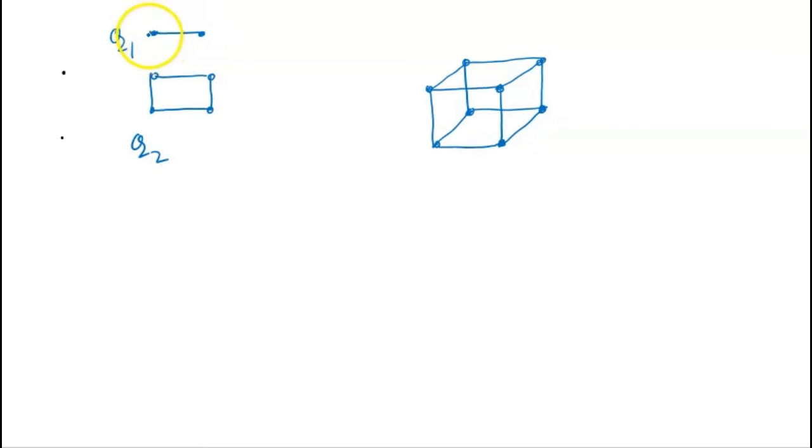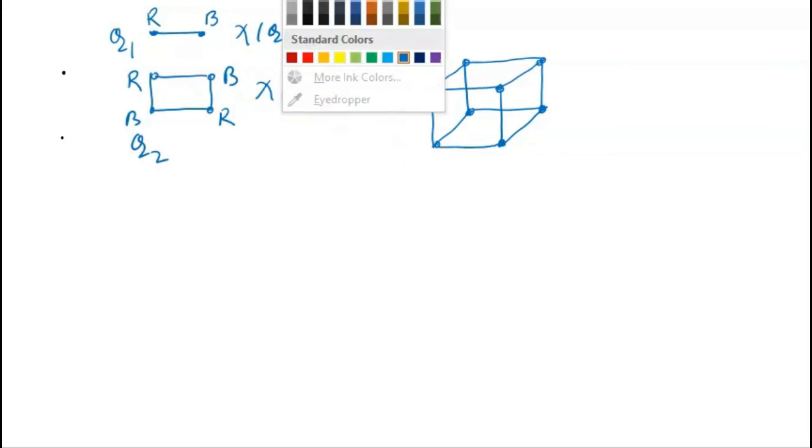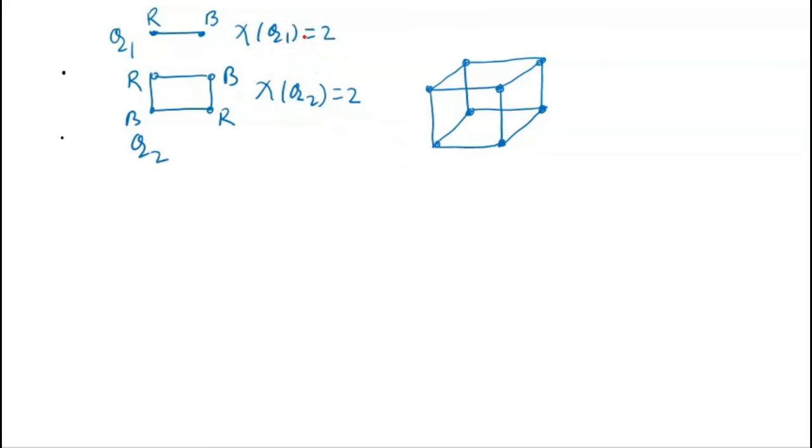So if I ask you how many colors are needed to color Q1, I can assign two colors, red and blue. This is Q2 graph, so I can assign red, blue, red, blue, two colors, right? So chromatic number of Q1 graph is equal to 2. Chromatic number of Q2 graph is also equal to 2. And this is Q3 graph, and I hope you are aware that there is a process to assign or label the vertices, but I am not going into that detail. I have just drawn the structure.